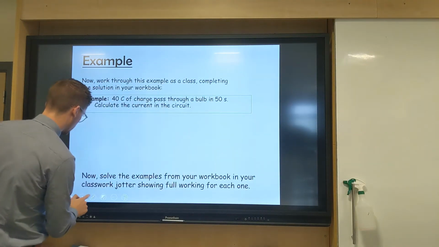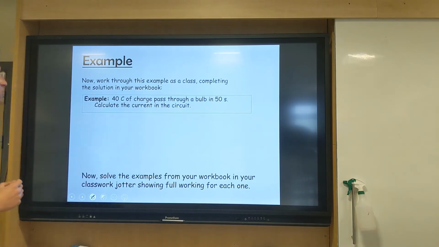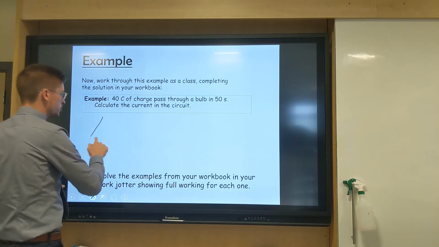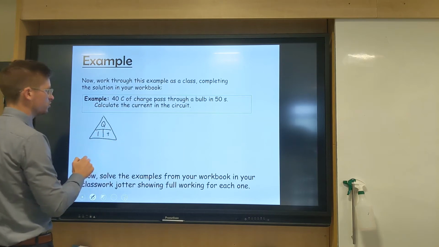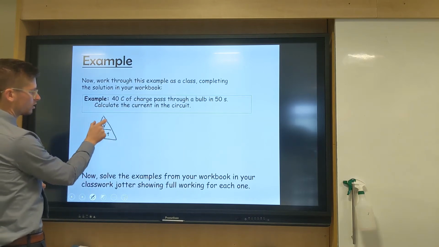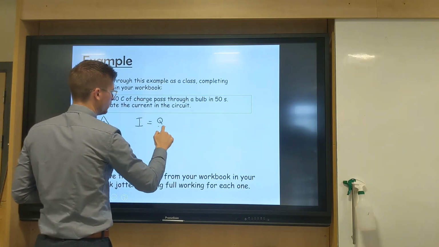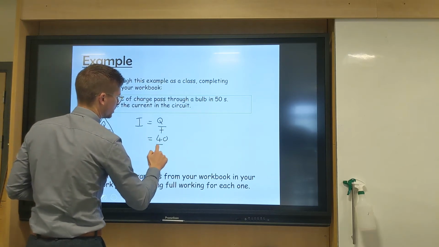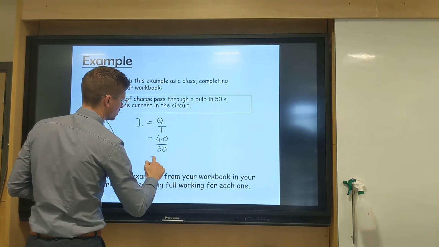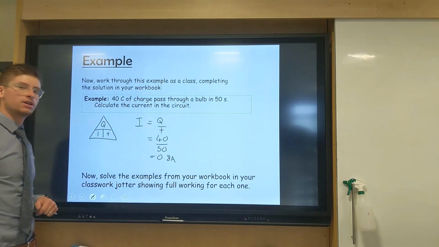So if I take this here, and the question says 40 coulombs of charge pass through a bulb in 50 seconds, calculate the current. So I know if I do a wee triangle, I have Q at the top, I, and then I have T. So if I want current, cover the current, Q divided by T. So I equals Q divided by the time. That's going to be 40 divided by 50 gives me 0.8 amps.